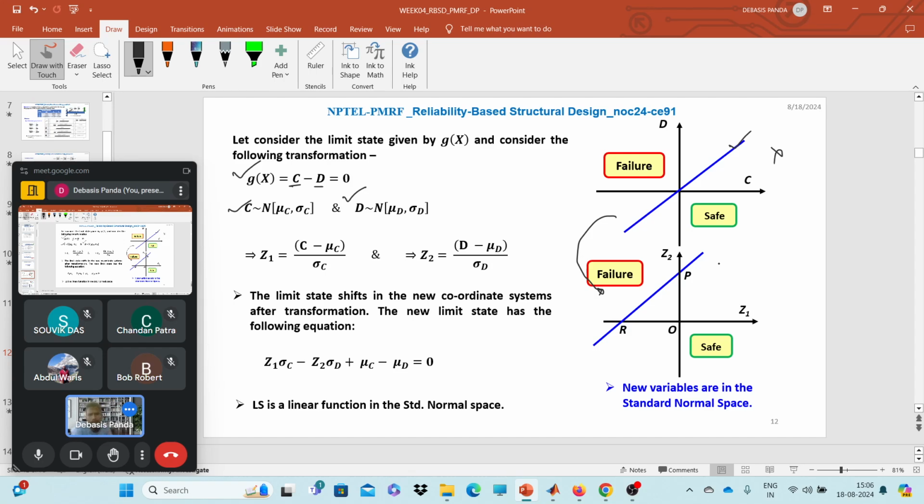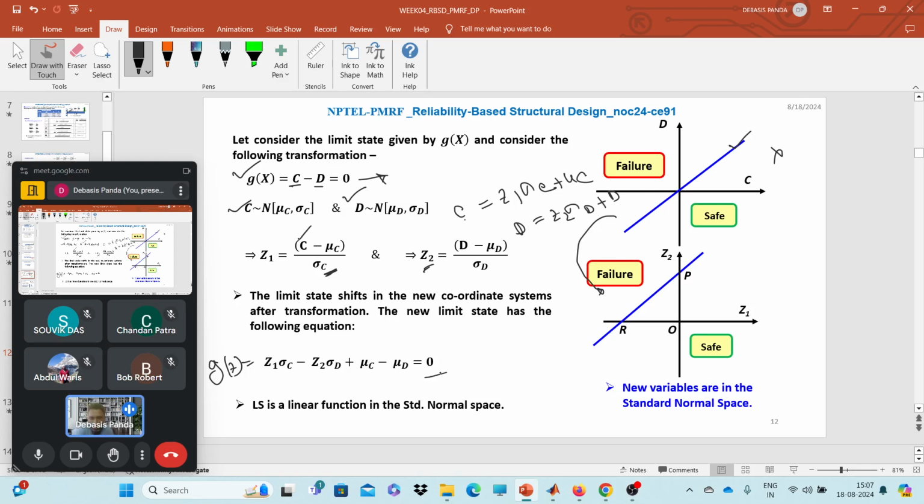So what do we need to do? You just need to subtract the mean from the capacity and divide by the standard deviation of the capacity, which gives z1, and z2 is d minus mu d by sigma d. Now we have c equals z1 sigma c plus mu c, and d equals z2 sigma d plus mu d. Now if we put that c and d in our original expression, we will get the limit state in standard normal space, which we call g(z).